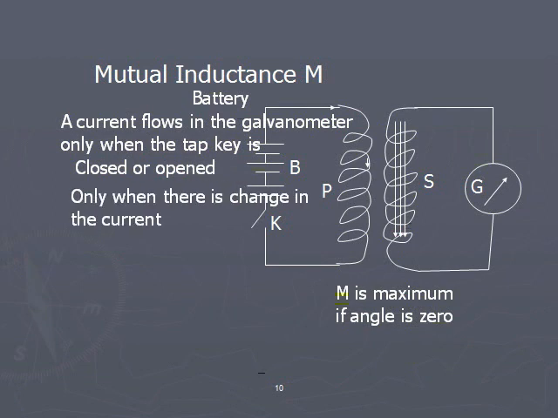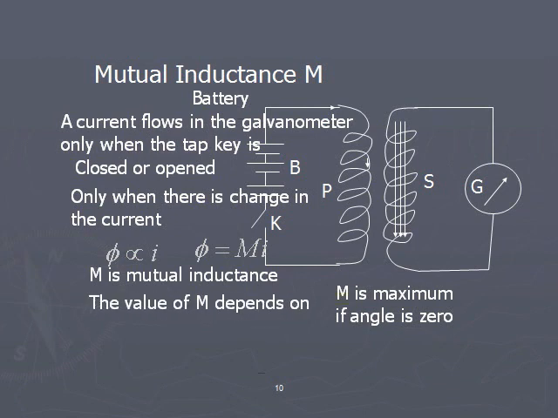The current in the galvanometer is due to the induced EMF. I will explain how the EMF will be induced. So the current is created due to the induced EMF. Induced EMF is produced due to the change in flux. So a flux is linked with the secondary coil, and that flux is changing. Due to that change in flux, current is created in the secondary coil.